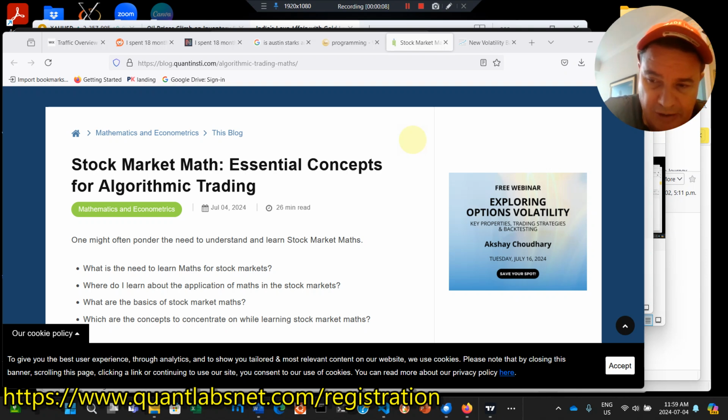July 4th it is. Okay, let's talk about stock market math. This is kind of moving into quantitative trading research techniques. This is where you start. This is found on quantinsti.com under their blog. Title is Stock Market Math Essential Concepts for Algorithmic Trading.